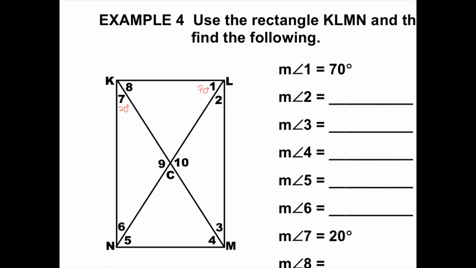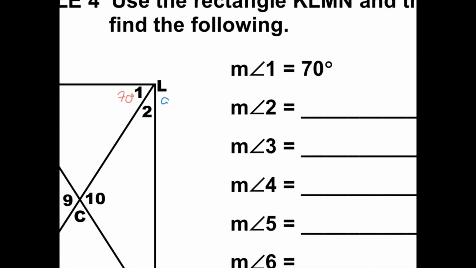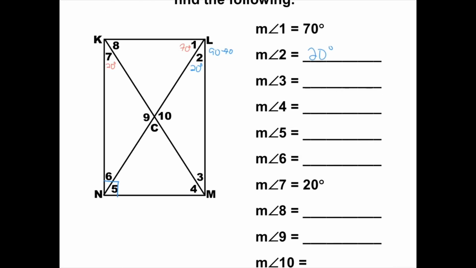I guess the most important thing to remember on this is that all the angles are right angles, so their sum has to be 90. So if I want to find angle 2, I take 90 minus 70, and that gives me 20 for angle number 2. And then I can kind of work my way around doing the same thing. I'm going to go ahead and find angle 8 because it's pretty easy. If angle 1 is 70, then that's going to mean angle 8 is also 70.